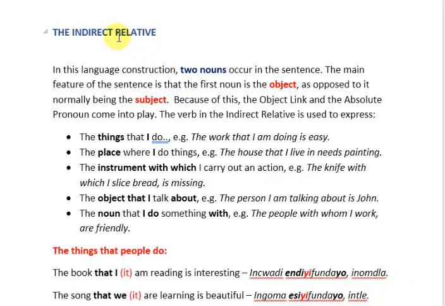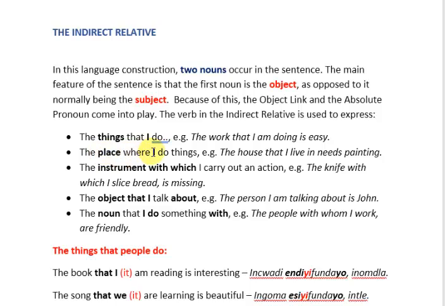The indirect relative. In this language construction, two nouns occur in the sentence. One of the main features of this particular construction is that the first noun is the object, as opposed to it normally being the subject. Because of this, we also make use of the object link and the absolute pronoun. So we use the verb in the indirect relative to express the things that I do. That's the normal type of indirect relative sentence using the object link.